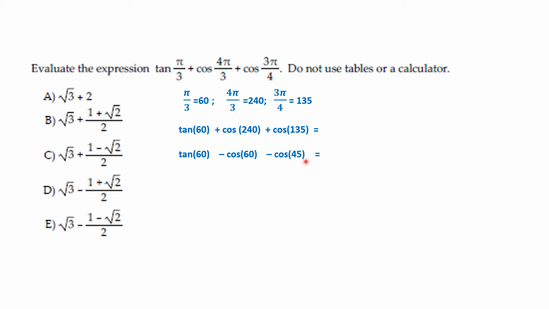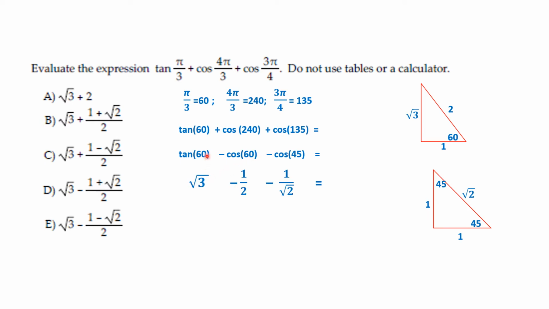So let's figure out these values. These two triangles will give us these values. So we'll just go ahead and go to the computation. Tan 60, we can get it from here. It is the opposite divided by the adjacent.